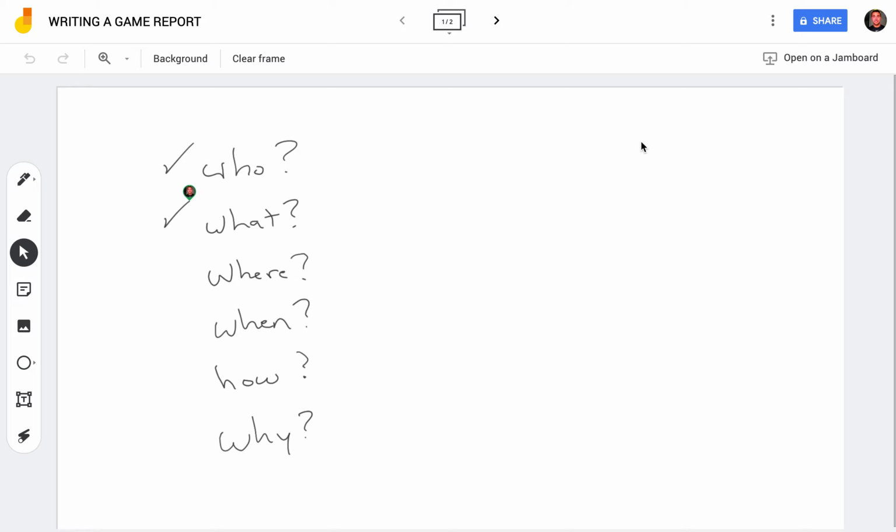The next one, where on the field did this take place? It's important. The next one, when in the game did it take place? Usually there'll be a specific time that you want to write down. The next one is how. How did it take place? We're not asking you to tell us what you think. We're asking for facts. So how is very, very important. And again, this is where we're going to use some of that specific terminology.